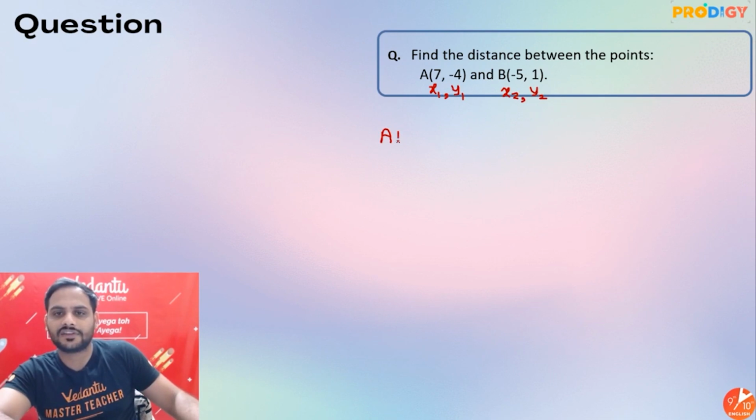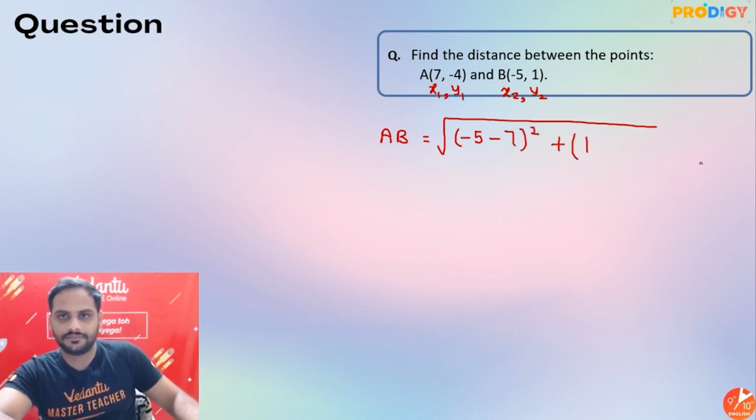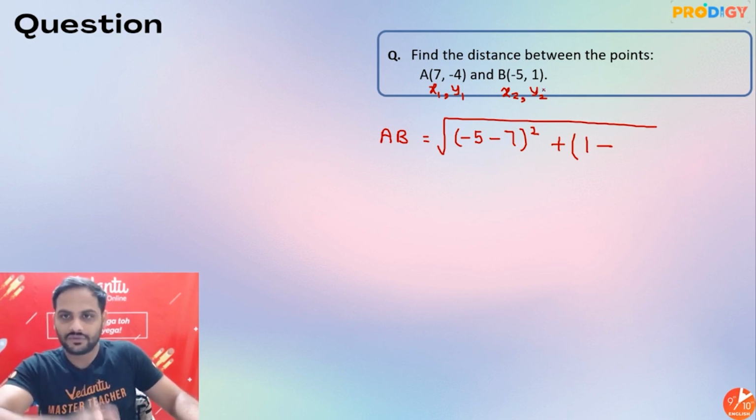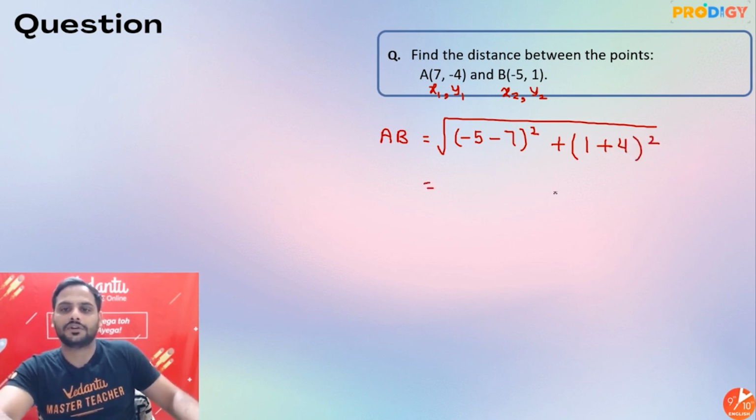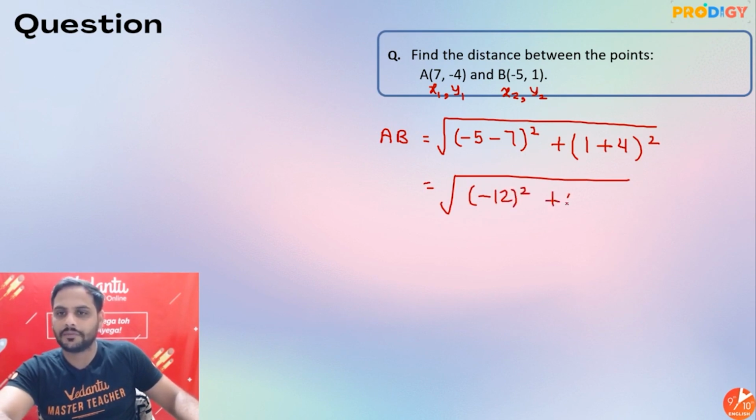So I can say the distance between AB will be x2 minus x1 whole square, so minus 5 minus of 7 whole square, plus y2 minus y1, so 1 minus of minus 4. y2 minus y1, so 1 minus minus 4. So minus of minus 4 will become plus 4 whole square. So you'll be getting square root of minus 12 whole square plus 5 square.